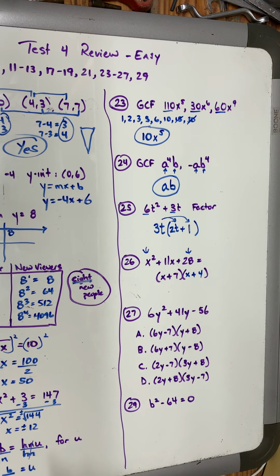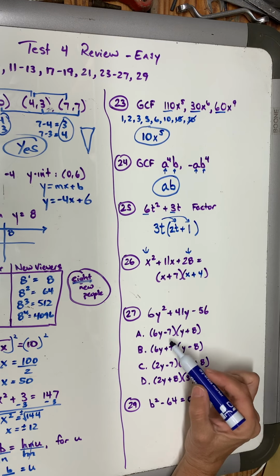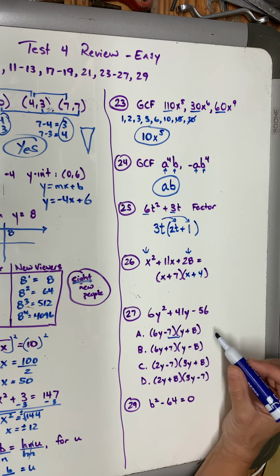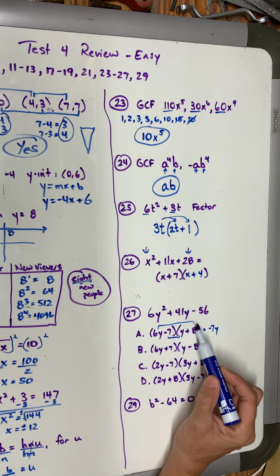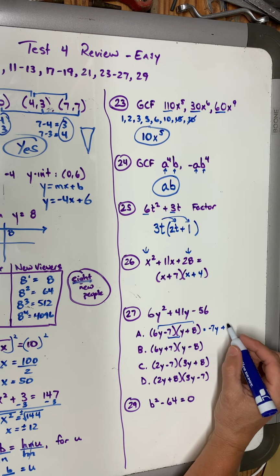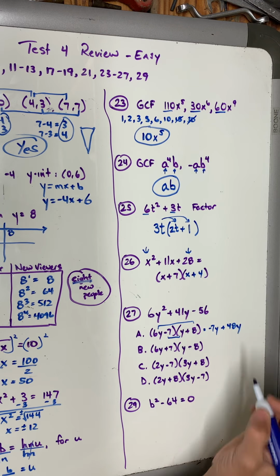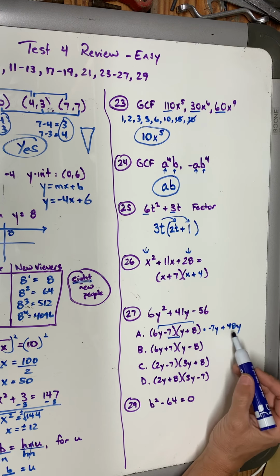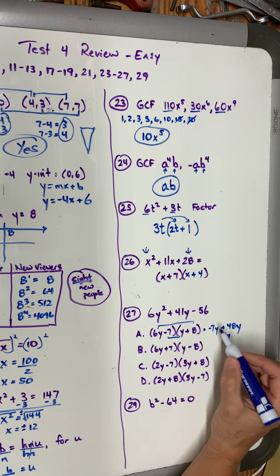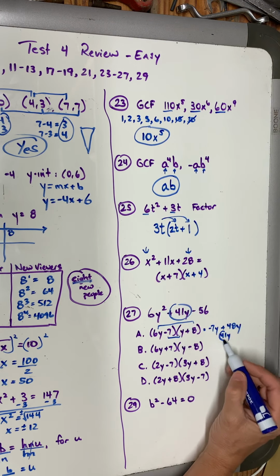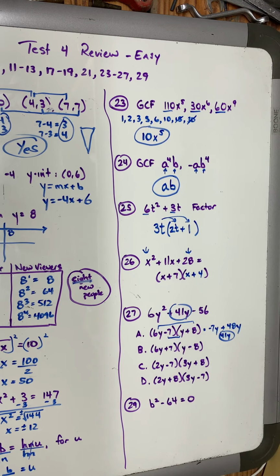So what matters on these really is just the inner and outer. So if I multiply the inner 2 terms, I get negative 7y, and the outer 2 terms would be plus 48y. And if those are like terms, if I combine them together, I get a positive 41y, which is what they have. So this actually is going to be my answer. None of the others are going to give me the positive 41y.